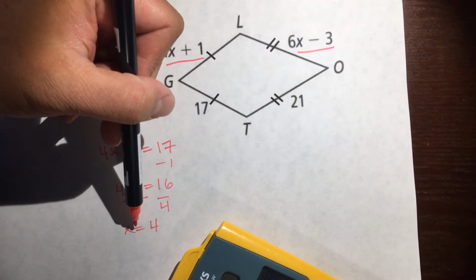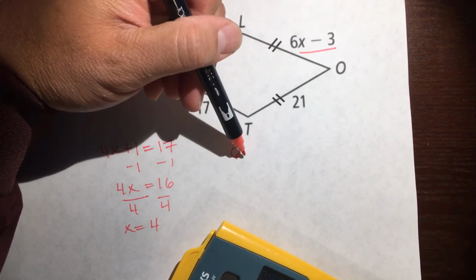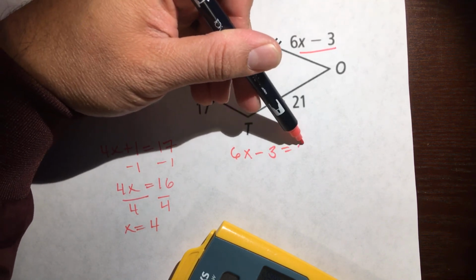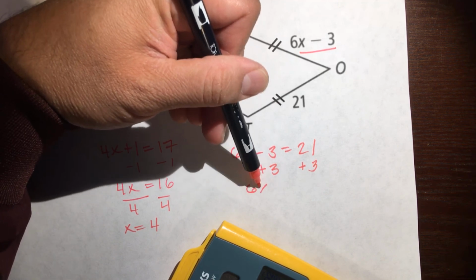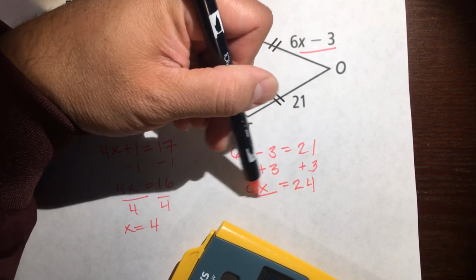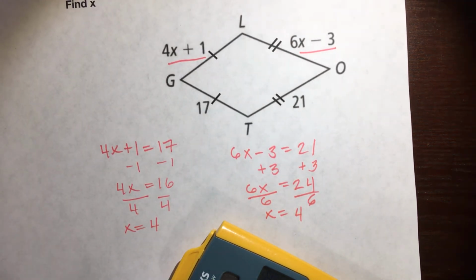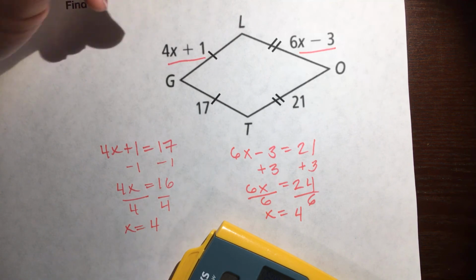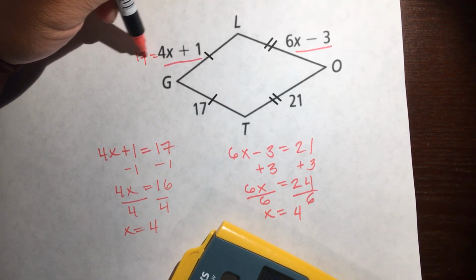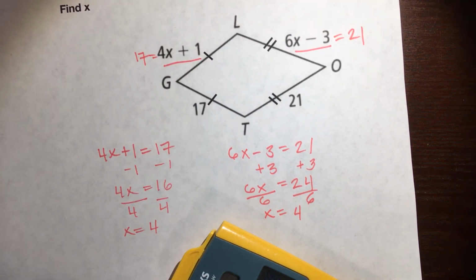Now, if x equals 4, it should work here also. Let's see. So 2 tick marks, 6x minus 3 is equal to 21. And we're just doing this to make sure that the x's really are 4. Divide both sides by 6, and look at that. X is equal to 4. So this follows the law that only 2 pairs of adjacent sides are congruent. 4x plus 1 is equal to 17. 6x minus 3 is equal to 21. And then when you work it all out, x equals 4.